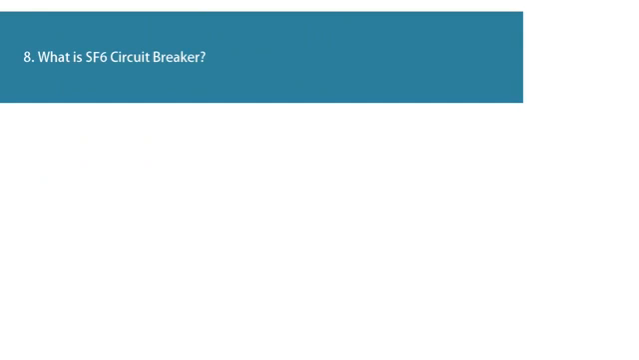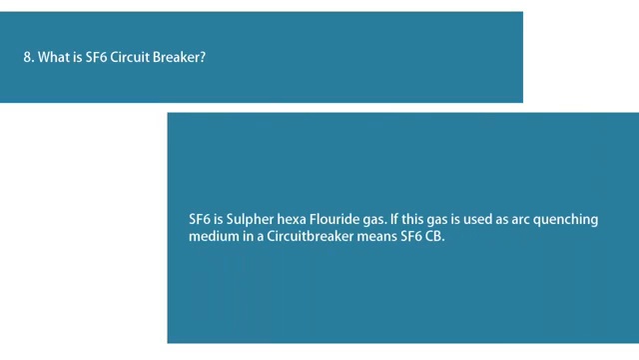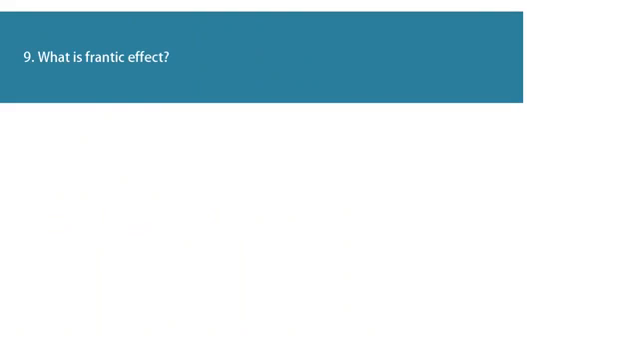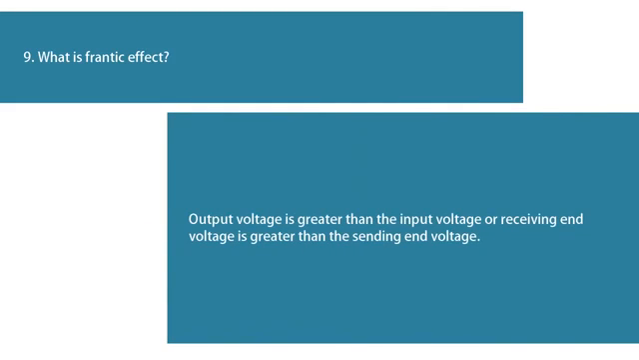8. What is SF6 circuit breaker? SF6 is sulfur hexafluoride gas. If this gas is used as arc quenching medium in a circuit breaker, it is called SF6 CB. 9. What is the Ferranti effect? Output voltage is greater than the input voltage, or receiving end voltage is greater than the sending end voltage.